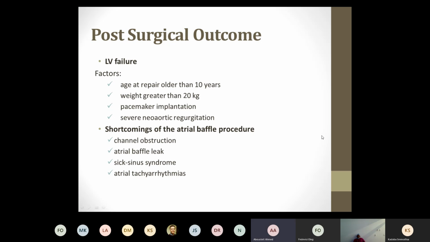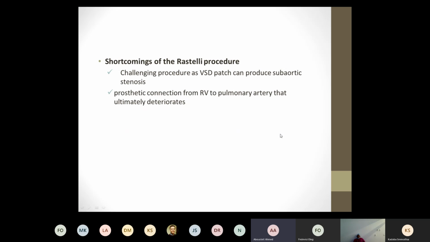Next is going to be the Rastelli itself. It's the other option of treating congenitally corrected TGA, especially when we have a PS, valvular or subvalvular. It's a challenging procedure because the VSD patch itself can produce subaortic stenosis. Also, the prosthetic connection, when you use an RV-PA conduit from the right ventricle, is going to ultimately deteriorate.